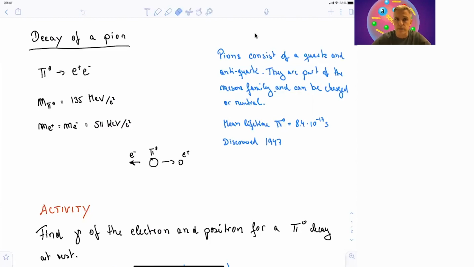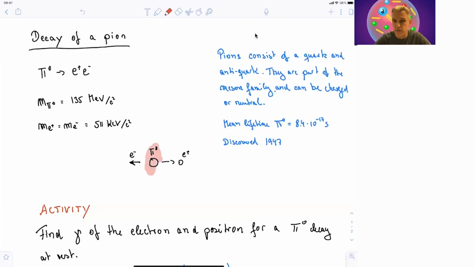So let's get to it. The mass of a neutral pion is 135 MeV. So it's much heavier than an electron, which has a mass of 511 keV. So we're looking at this decay here: a pion at rest decaying into an electron and a positron.